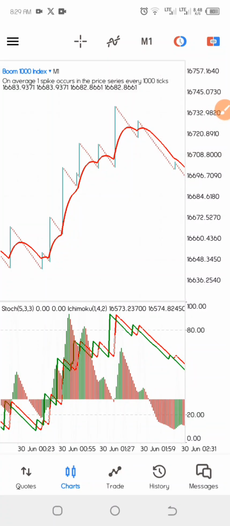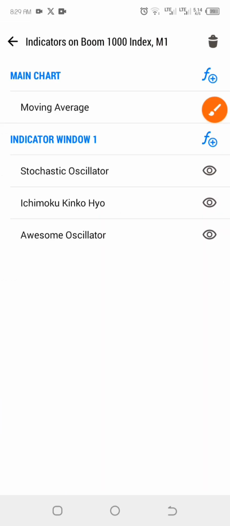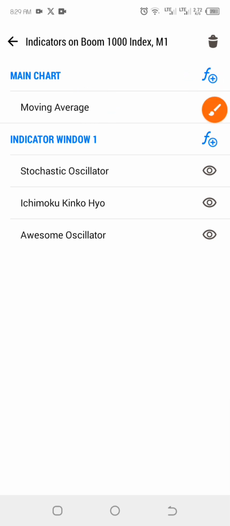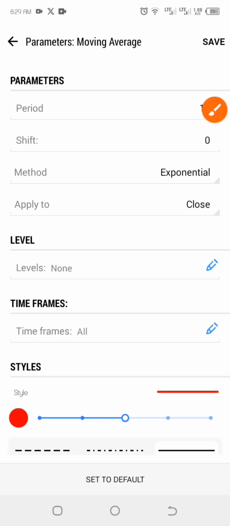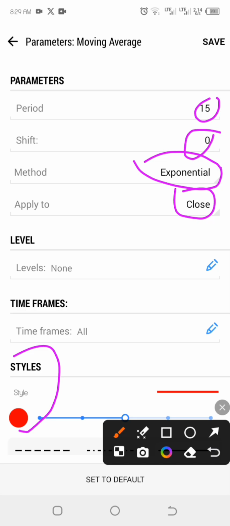Now let's talk about settings for the strategy. Now how do you add the settings up? You just have to go to where your indicators are. When you get there, the first indicator you are going to be adding is the moving average. So how do we add this up? We click on this F icon at the top. We search for moving average and click on it. Now for the moving average, these are the parameters. The period is 15, shift is 0, method is exponential, apply to close, and I'm using the red color. Make sure you use the same color and click on done.